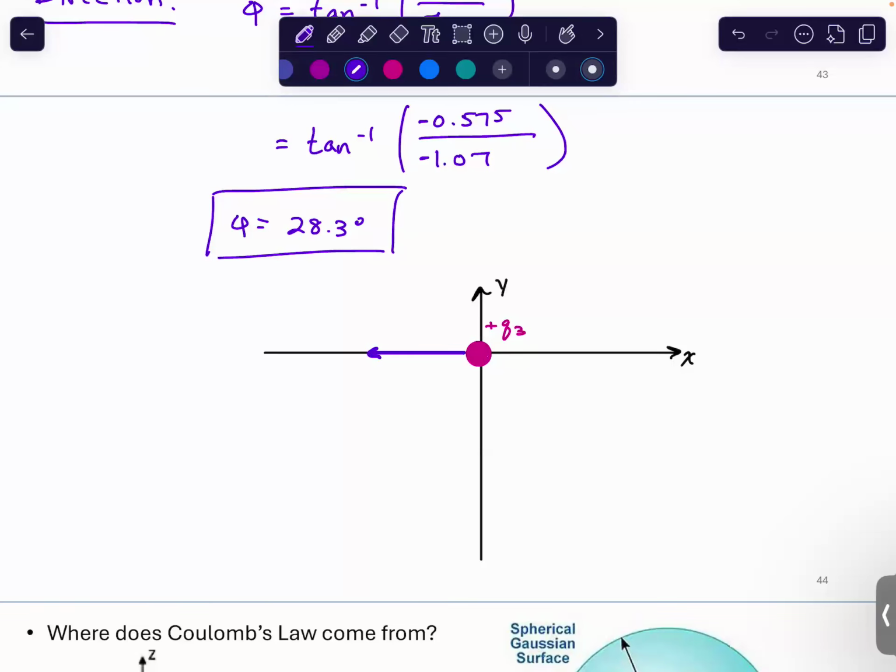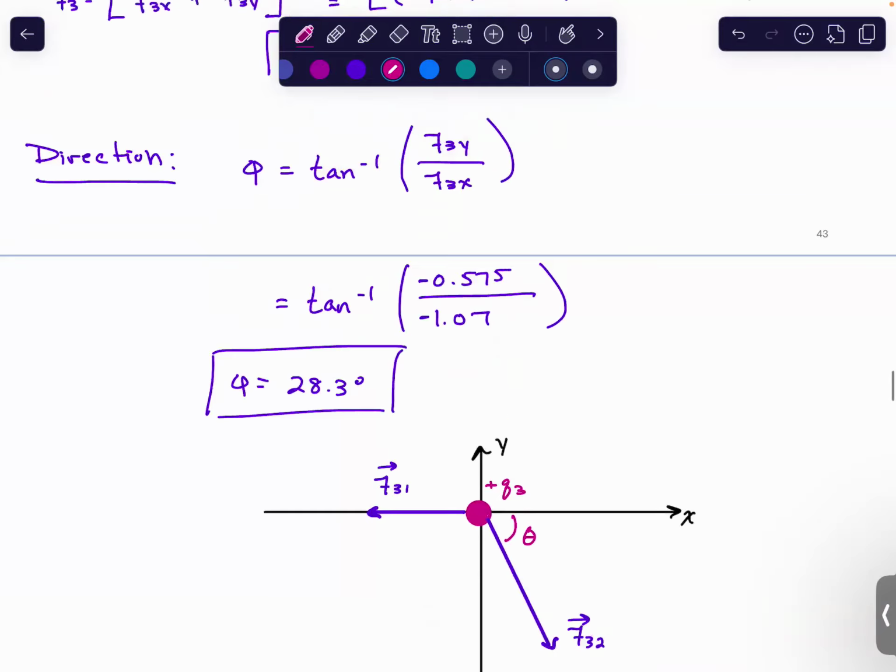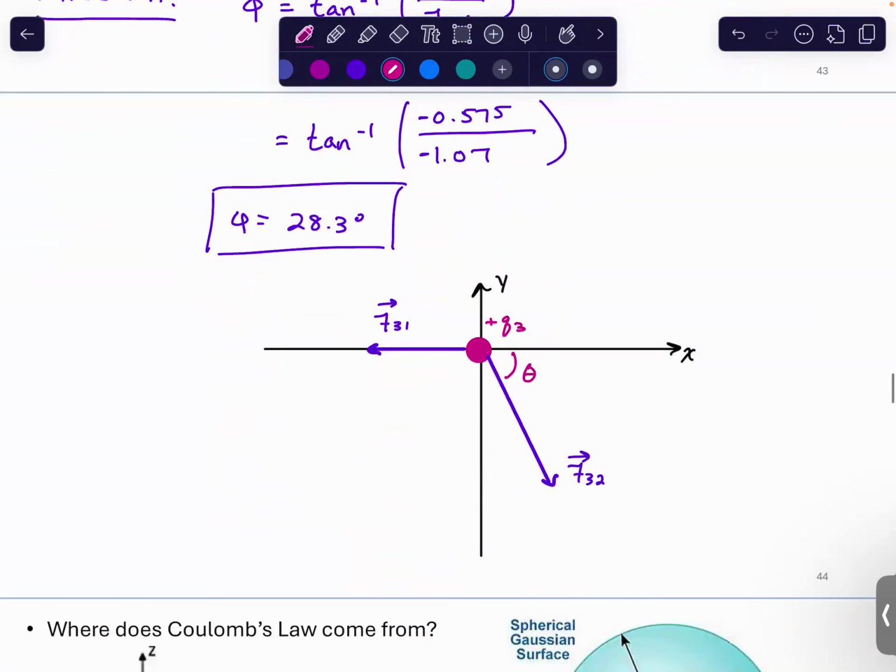We had a force vector that way. We had one that way. So this one was force 3-1. That one was force 3-2. And we had our angle theta there. Now, our total force vector is going to be somewhere 28.3 degrees into the third quadrant.